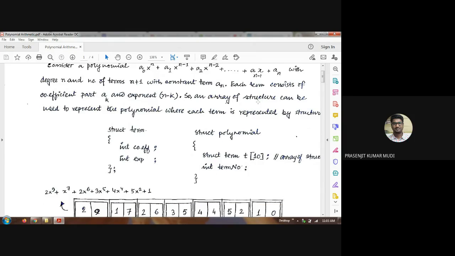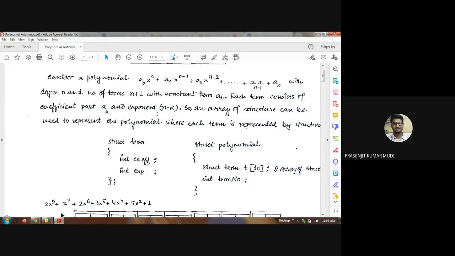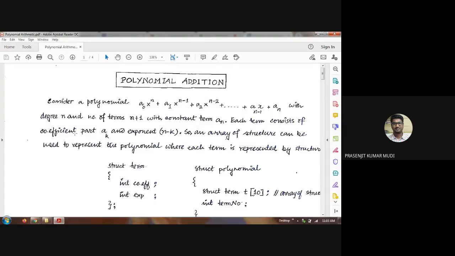So an array of structures can be used to represent the polynomial, where each term is represented by a structure. This structure consists of a coefficient part, which may be a real value, and an exponent part.